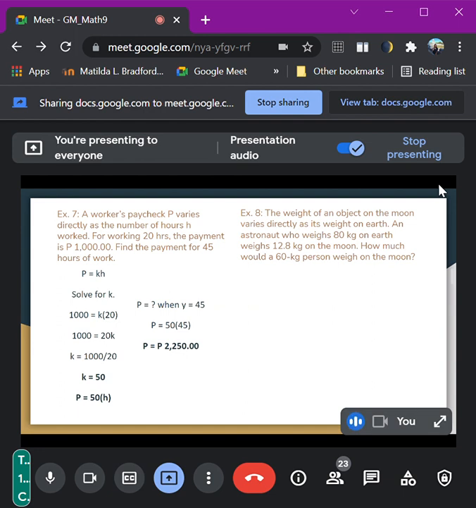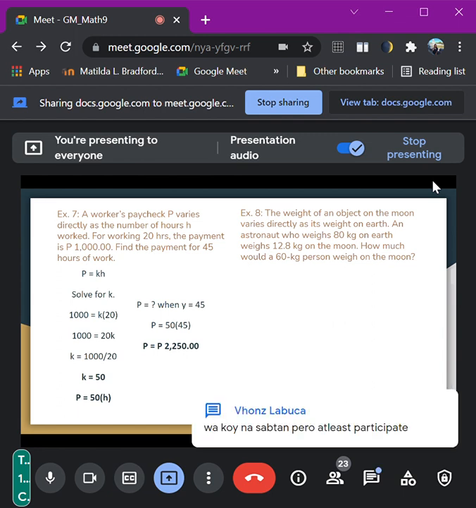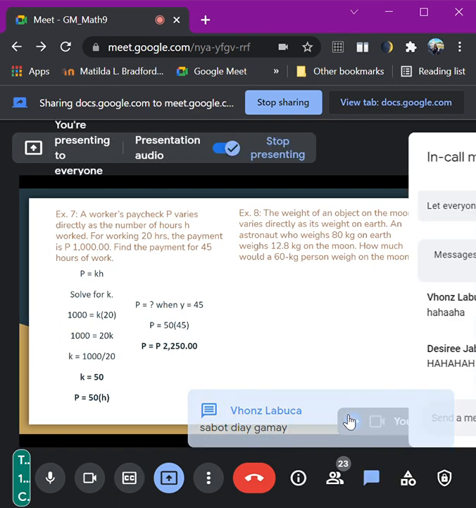Now, let's go to number 8. The weight of an object on the moon varies directly as its weight on Earth. An astronaut who weighs 80 kilograms on Earth weighs 12.8 kilograms on the moon. How much would a 60 kilogram person weigh on the moon?